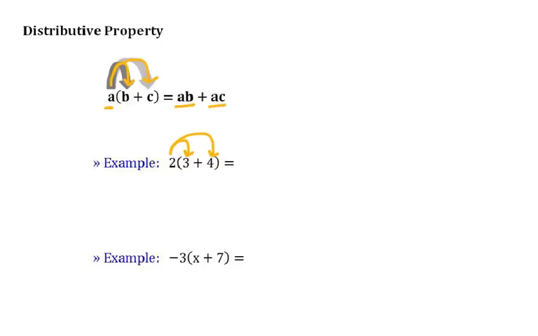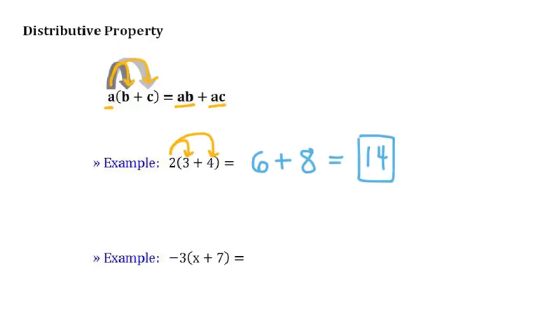4. 2 times 3 would give us 6. 2 times 4 would give us 8. And since these are both numbers, these are like terms, so I'll just add them up. And 14 would be the final result in that example.